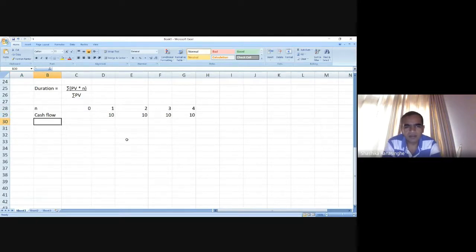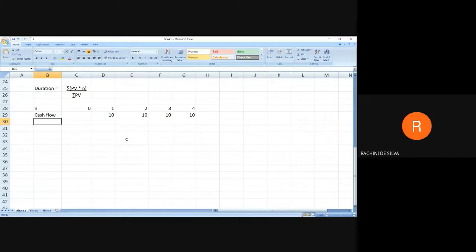The cash flows down. Am I sharing the Excel, by the way? Can you all see the Excel? Yes, sir. Okay.